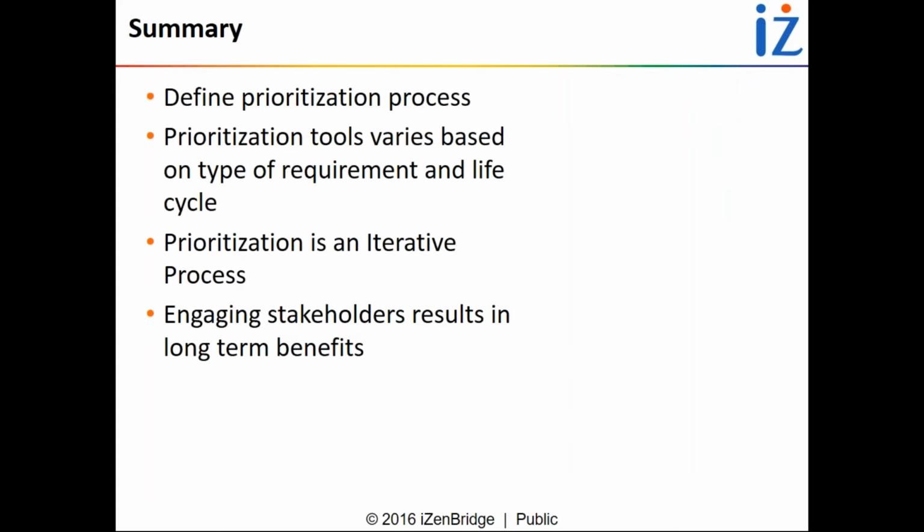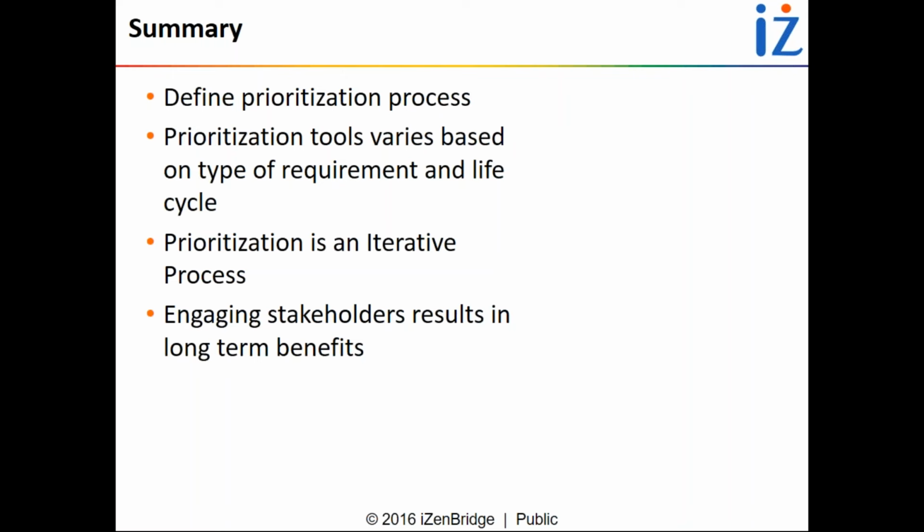Summary. First you need to know the requirement prioritization process, and for different requirement types you will use different prioritization processes. Prioritization tools vary based on the type of requirement and life cycle, because when you are using upfront requirements, your requirements are predictable and you have fewer risks, and when you are using an adaptive life cycle, your requirements change frequently. So these prioritization tools vary based on the type of requirement and life cycle.